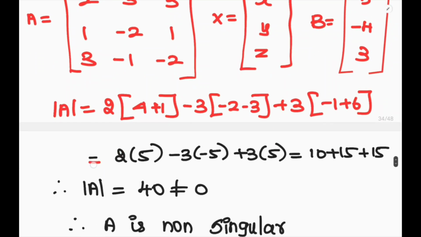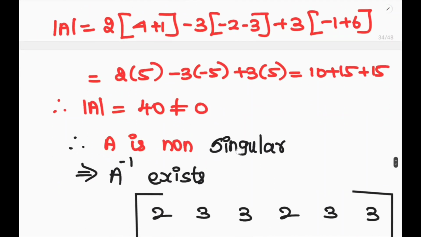Then the answer is 2 into 5, minus 3 into minus 5, plus 3 into 5. So 2 fives are 10. Then minus 3 into minus 5 becomes plus 15. So 3 into 5 is plus 15. So 15 plus 15 is 30, and 30 plus 10 is 40. So your determinant of A is nothing but 40, which is non-zero.